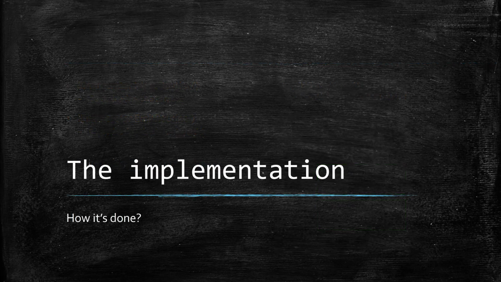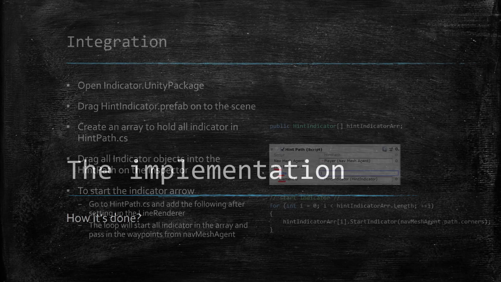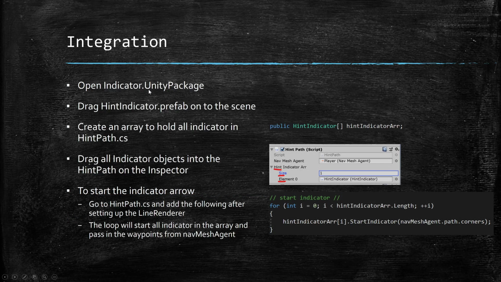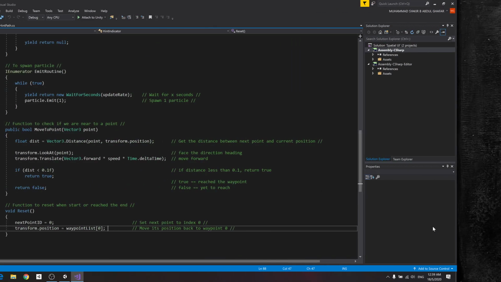So how do we implement this into our existing path? Pretty simple. Open the indicator Unity package, which we have already done, and you can get it from the URL earlier on. Drag the prefab onto the scene and create an array. Next, we want to let our hint path script know who all the indicators that will be moving are. And lastly, add another for loop to let all the hint indicators know the path to follow. Those are the few steps to get this integrated into what we already have.